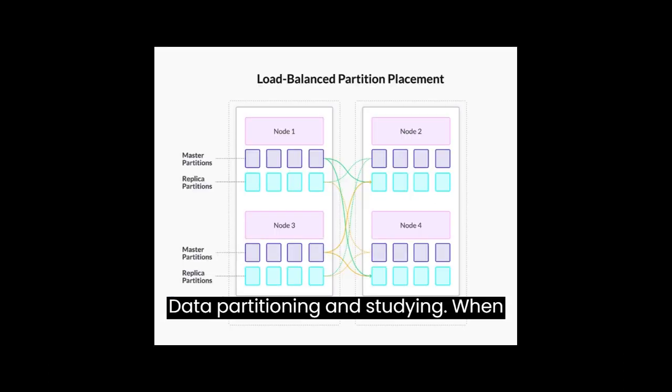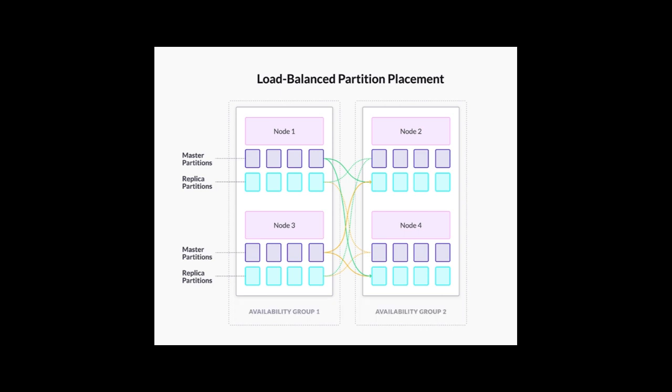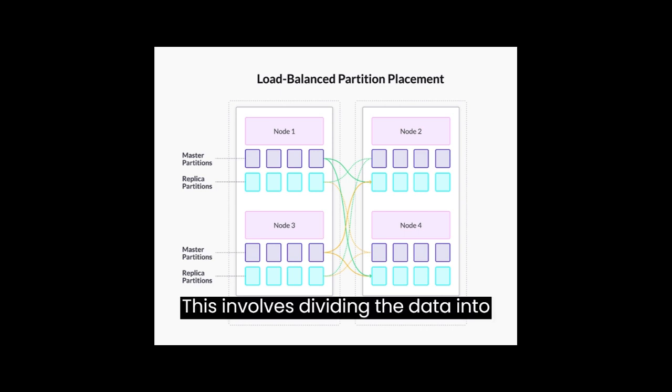Vertical scalability may be appropriate for smaller datasets or when the system has room for expansion. Data partitioning and sharding. When dealing with large datasets, it's common to partition or shard the data. This involves dividing the data into smaller, manageable pieces, which can be distributed across multiple servers or nodes. Data sharding strategies can be based on various criteria, such as range-based, hash-based, or location-based, depending on the use case.